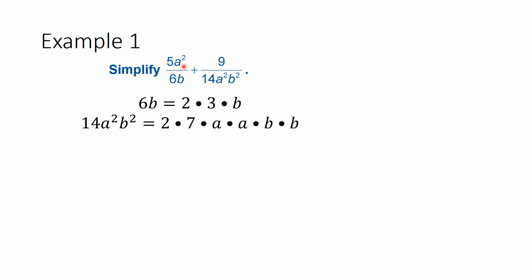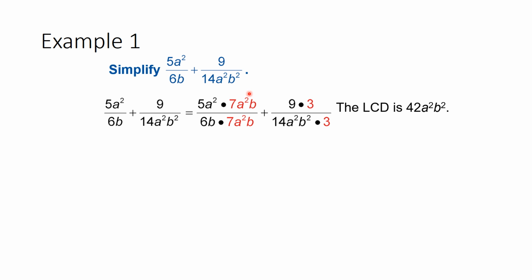So that's what I'm going to multiply the left side by, 7a squared b. The 14a squared b squared is missing simply the 3. So I'm going to multiply the right side by 3. And so that's how you get a common denominator of 42a squared b squared, because we multiplied each fraction by what it was missing in order to make our denominators match.